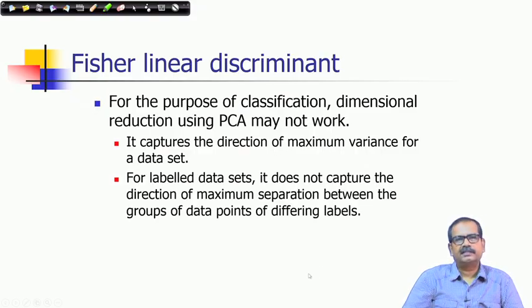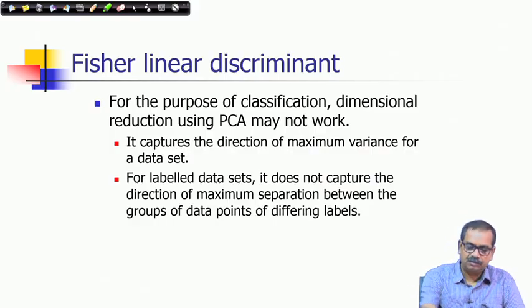a very famous statistician, is that PCA captures the direction of maximum variance of a data set. But for a labeled data set, it does not capture the direction of maximum separation between the groups of data points of different labels. So, here the point is that PCA captures the direction of maximum variance for a data set, not Fisher's linear discriminant. If I consider the data set to be labeled, then it may not capture the maximum separation.